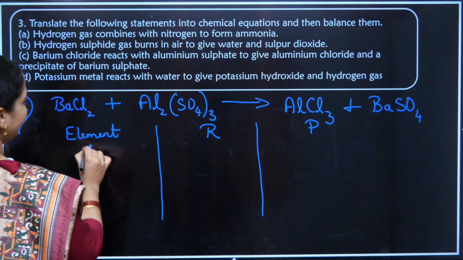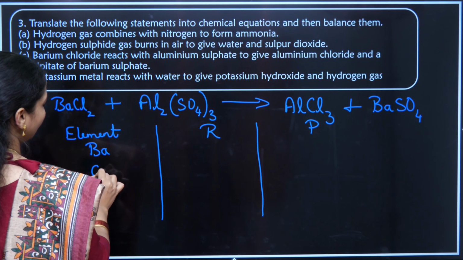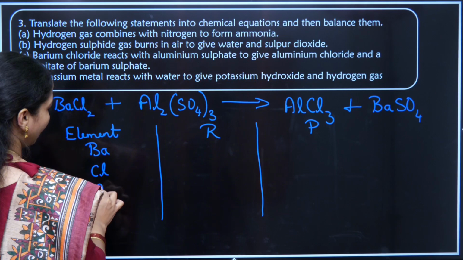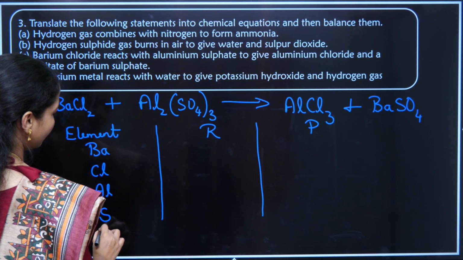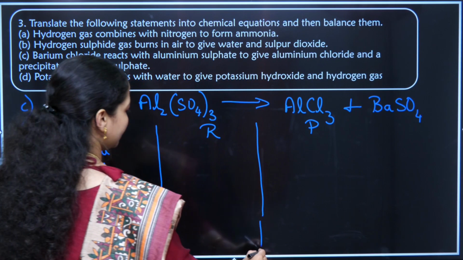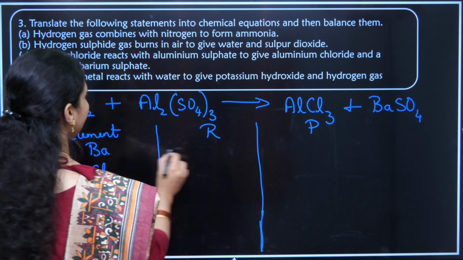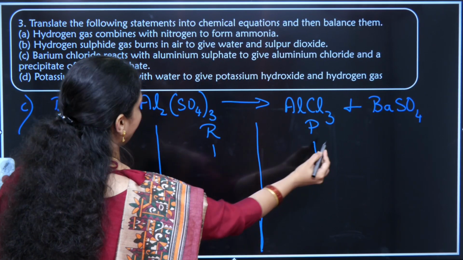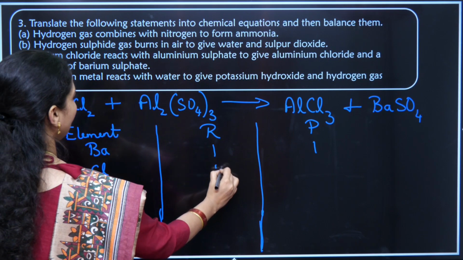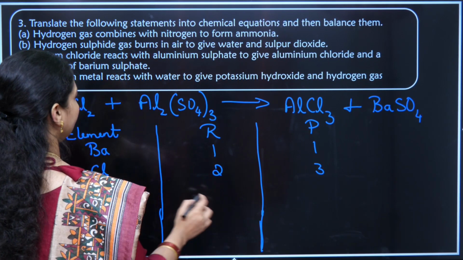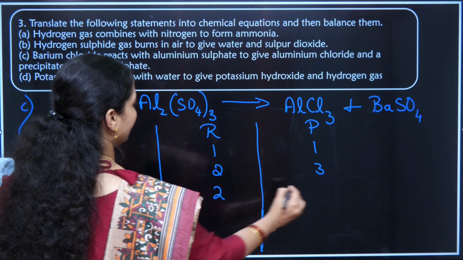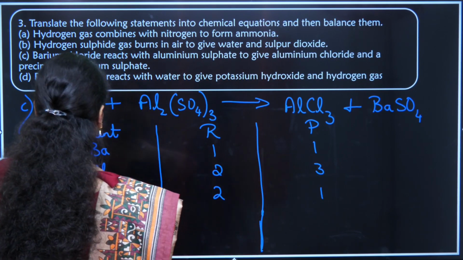Elements present: barium Ba, chlorine Cl, aluminium Al, sulfur S, oxygen O. Let us take the count. Barium 1 in reactant, 1 in product. Chlorine 2 in reactant, 3 in product. Aluminium 2 in reactant, 1 in product.